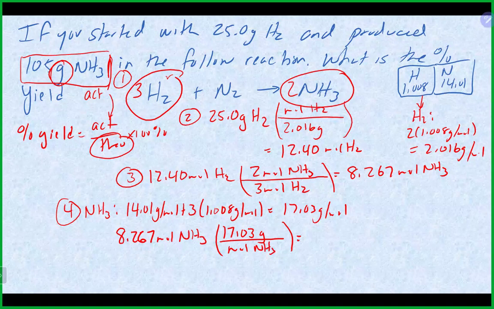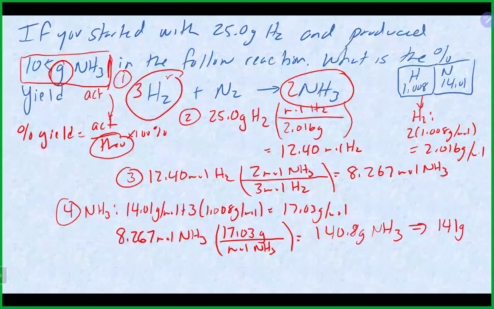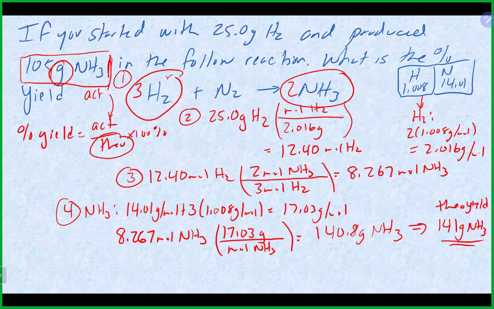Going to yield us here 8.267, basically, times 17.03, about 140.8 grams of NH3. In this case, we could probably go to 141 since everybody else was 3 significant figures. And that would be our theoretical yield in grams. That would be our theoretical yield in moles in this case. First off, any questions on that part of the calculation?